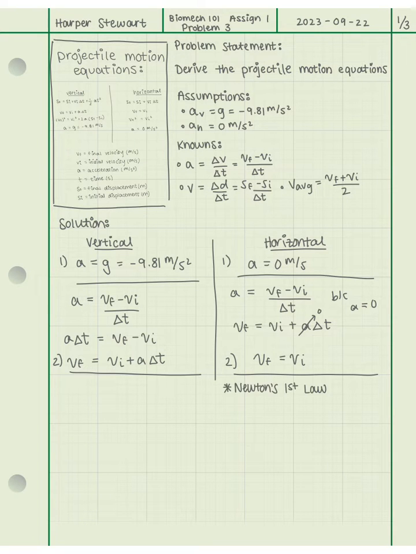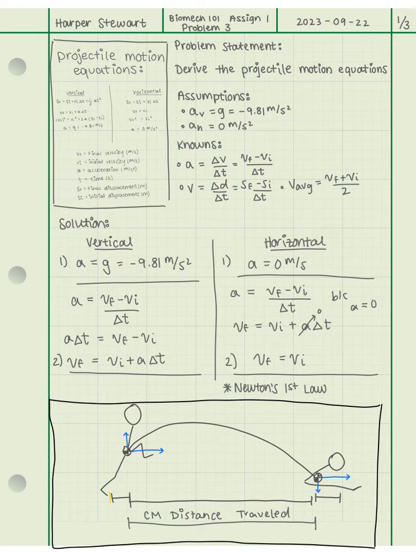Let's talk a little about why this makes sense. Newton's first law is that a body in motion will stay in motion unless acted upon by a force. So our initial horizontal velocity, for example, could be 10 meters per second, and our initial vertical velocity could be 3 meters per second. We'll see that our final horizontal velocity will also be 10 meters per second because there's no force acting in the horizontal direction. But our final vertical velocity will not be 3 meters per second because the force of gravity acts on the body while it's a projectile.